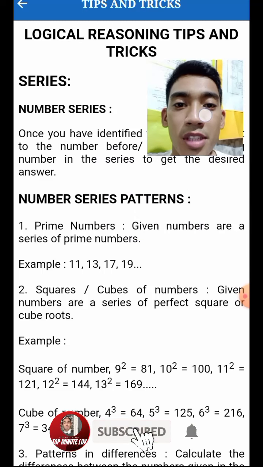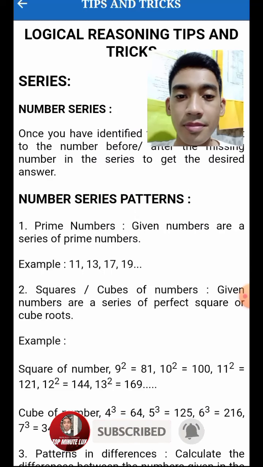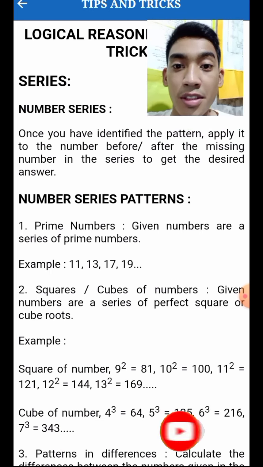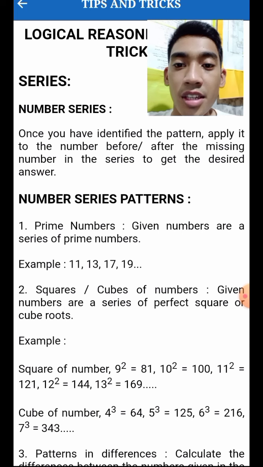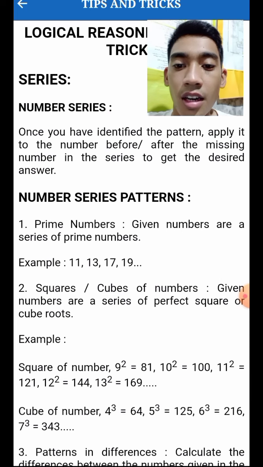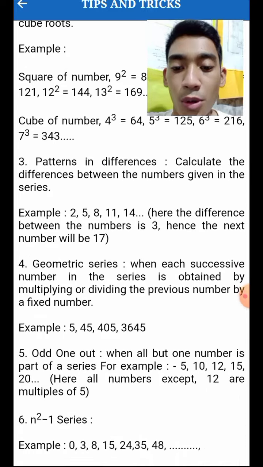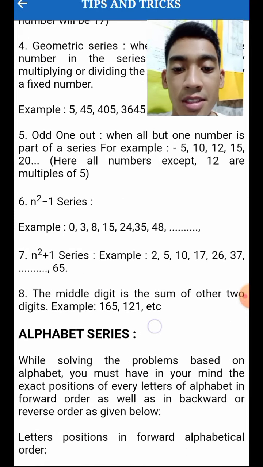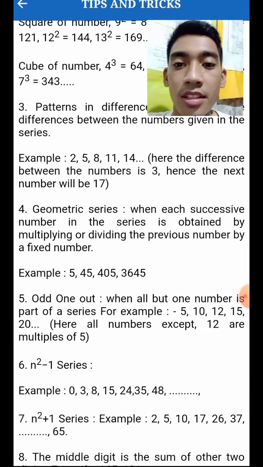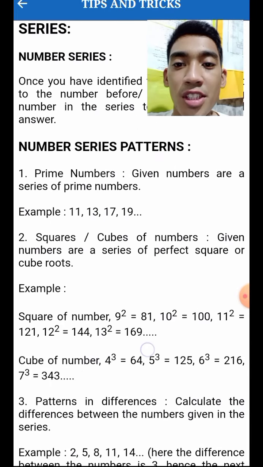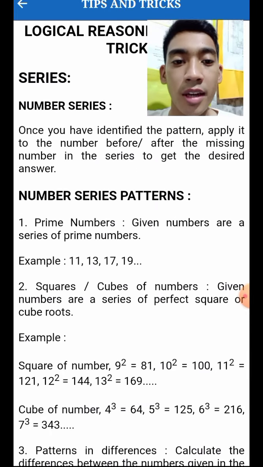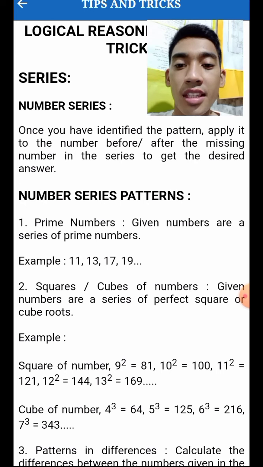Logical reasoning tips and tricks. We're in series. There are two kinds of series: number series and alphabet series. In number series patterns, once you have identified the pattern, apply it to the number before or after the missing number in the series to get the desired answer.